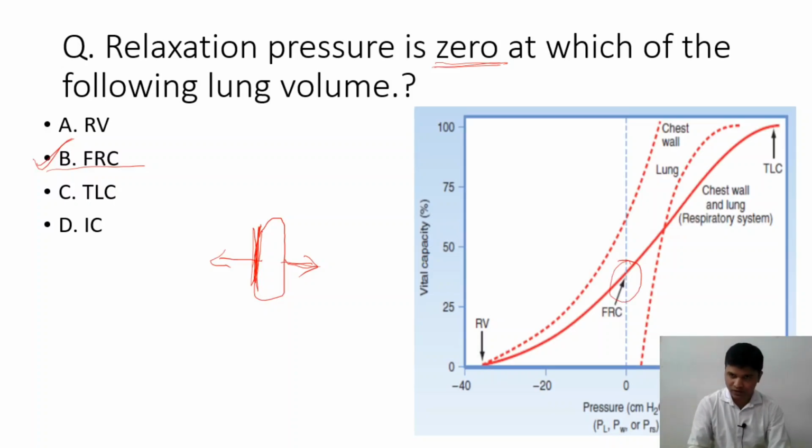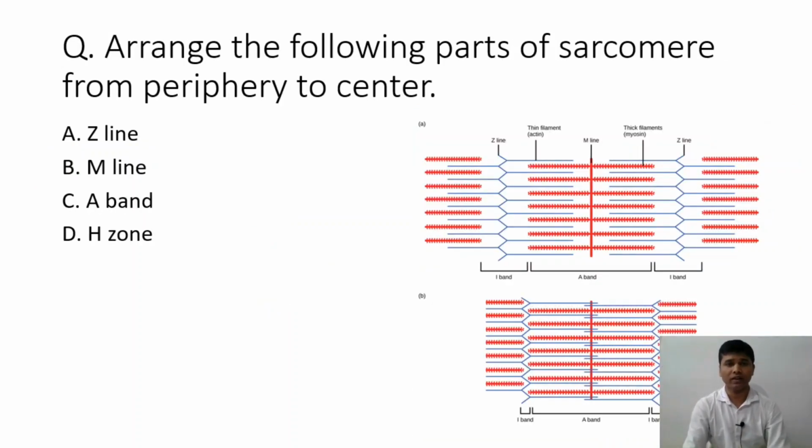That is called functional residual capacity, at which the chest wall, which is trying to move outward, and the lung, which is trying to collapse, so inward you can say, are both balanced, at a neutral position. So this answer is very simple. Let's move to the second question. Here, arrange the following parts of the sarcomere from periphery to center.